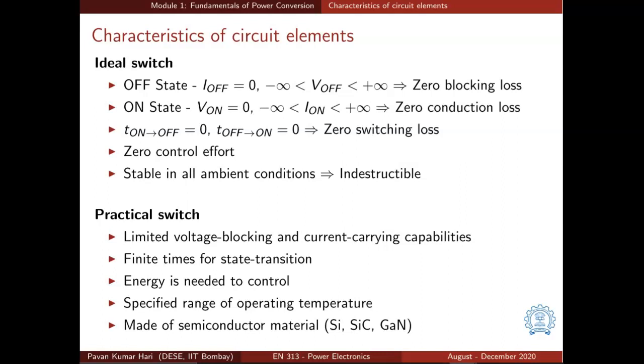Then let us try to bring in time. The switch should be able to change its state instantaneously, or the time taken for transition from one state to the other should be 0. Here the time taken for the transition from on state to off state is denoted by T on to off. T on to off is 0. Similarly, T off to on should also be 0. If this is not the case, then there will again be power loss, which is called switching loss. We'll learn about that soon.